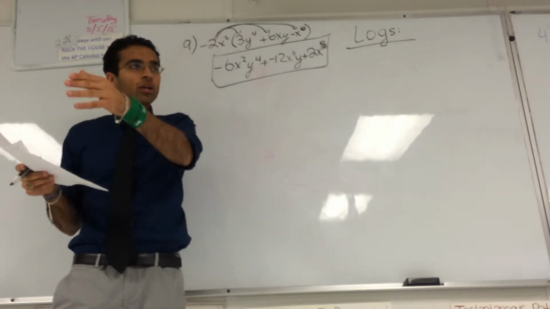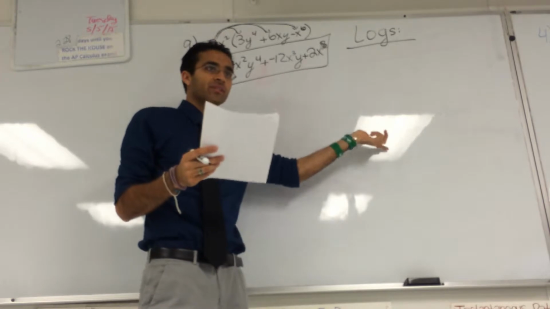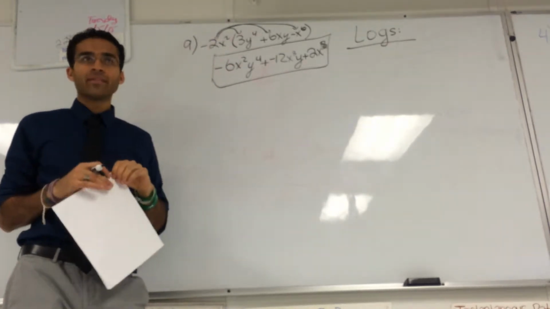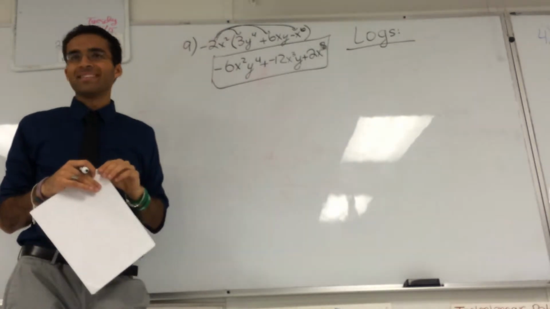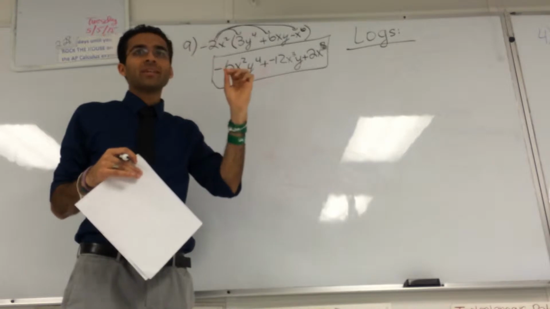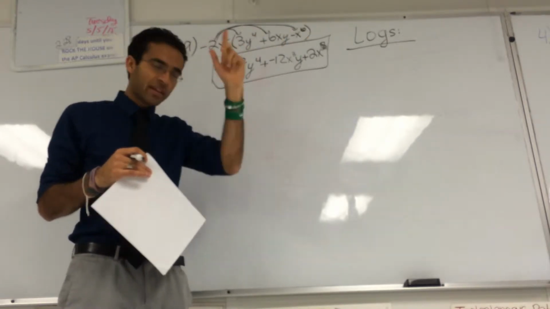So certainly logs are the inverse of exponents, like multiplication and division are opposites, addition and subtraction are opposites, exponents and logs are opposite. We will get there a little bit later today and next couple of days. But the biggest reason we have a log is that it helps us write really big numbers as smaller numbers. Let me give you an example.